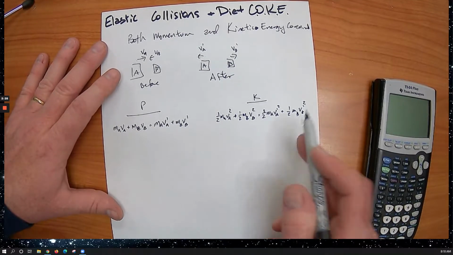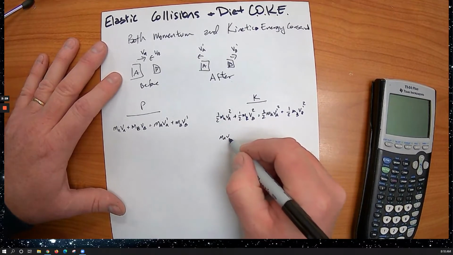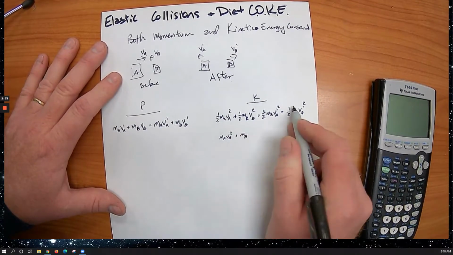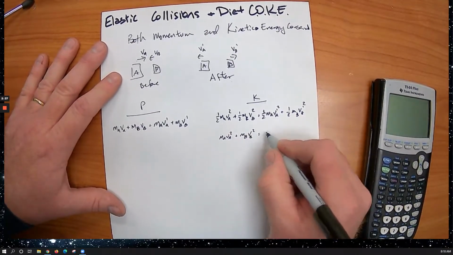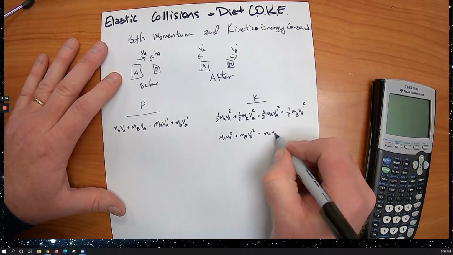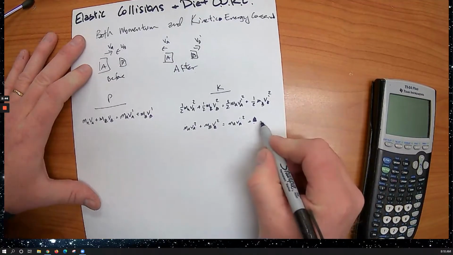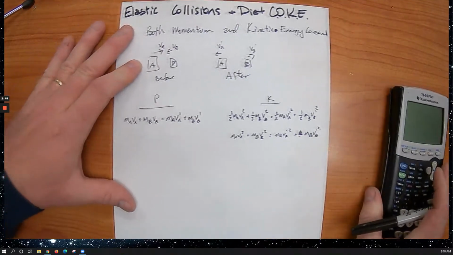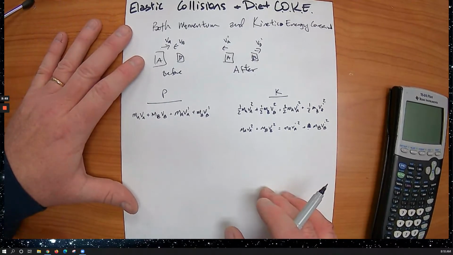Okay. Now the first thing I notice is I can get rid of all those 1/2s right away. Just multiply everything by 2, which clears out all the 1/2s from this equation. So we're left with MAVA squared plus MBVB squared equals MAVA final squared plus MBVB final squared.